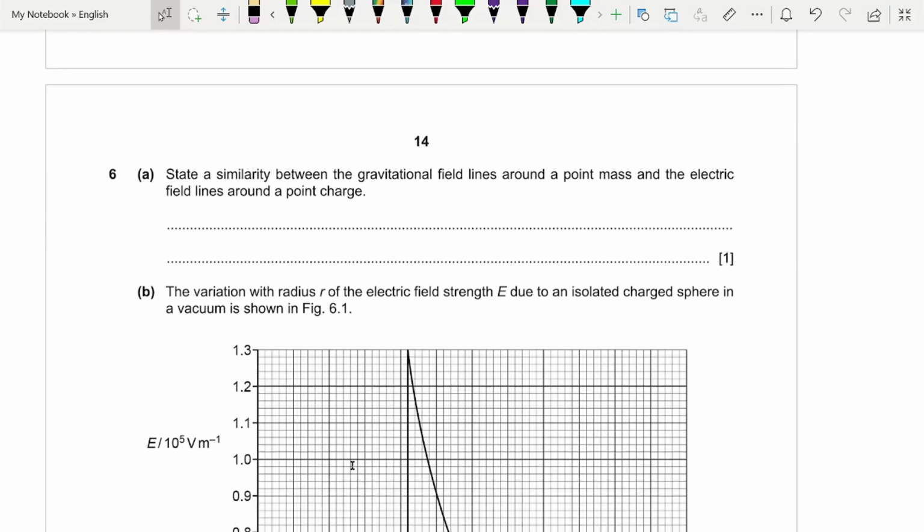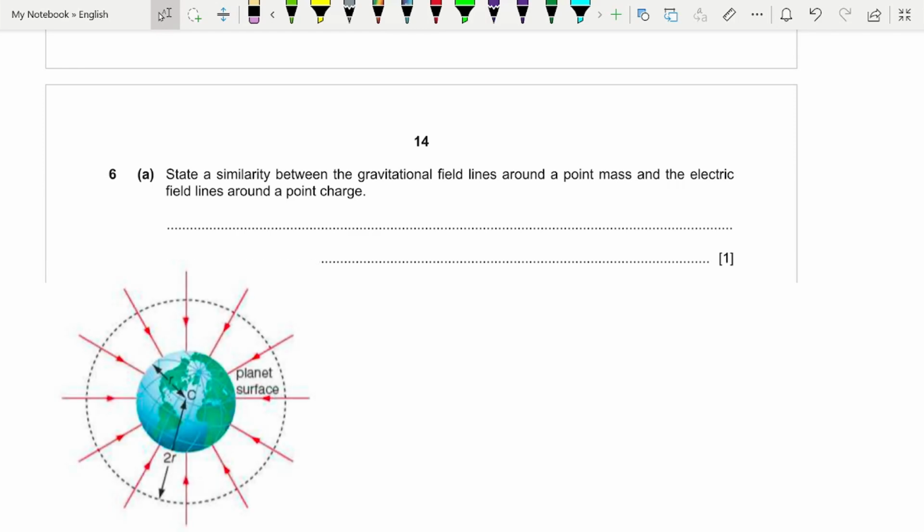Moving to question 6a. We've been asked to state a similarity between the gravitational field lines and the electric field lines around a point charge. Remember, I said a mass exerts a gravitational force. If you're watching this with your friend, which I recommend, or you're in a class, or at home, you're attracted to your family members, not that kind of attraction, but an actual attraction by gravitational force. It's just too small. But every point mass has a gravitational field around it. The Earth has a gravitational field around it.